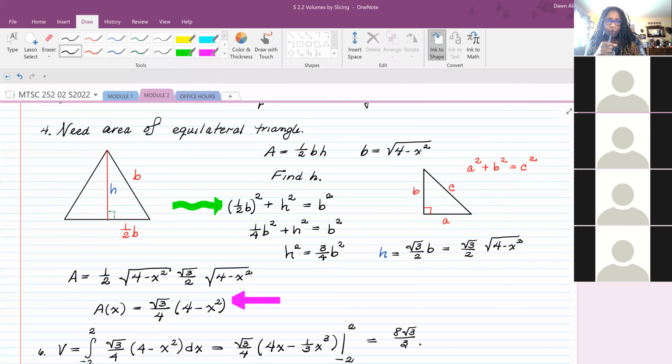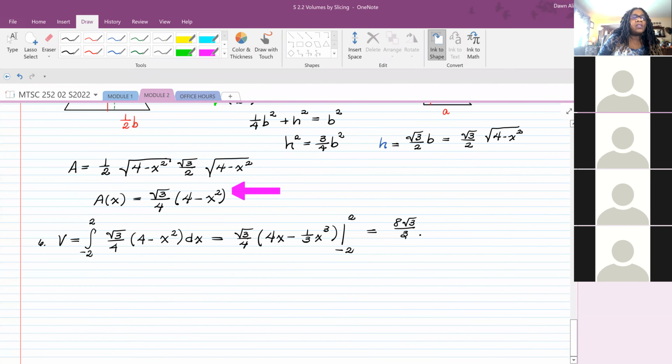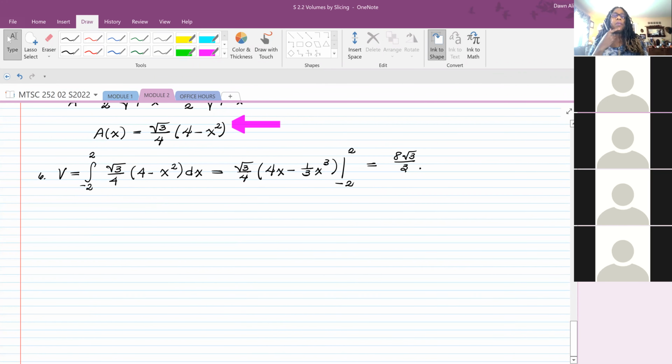Anybody else? I have a question. Yes. What did you multiply to get 1/3 x cubed? I integrated. I found the antiderivative of x squared. Oh, I see.